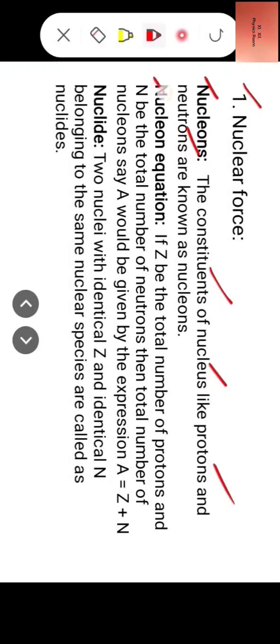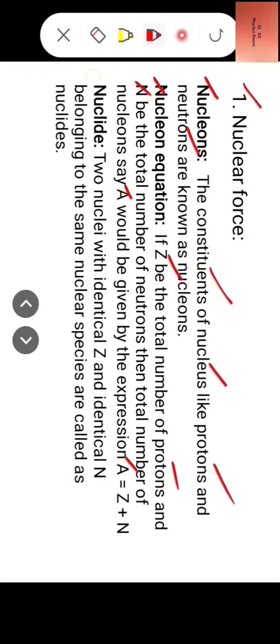Now second term, nucleon equation. If Z be the total number of protons and N be the total number of neutrons, then total number of nucleons, say A, would be given by the expression A is equal to Z plus N.